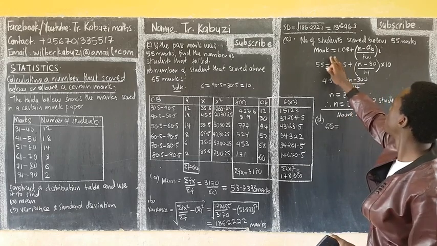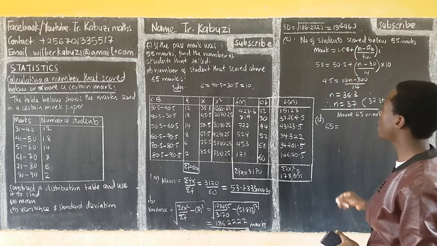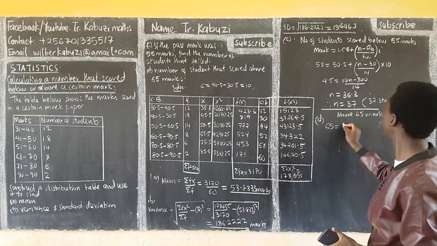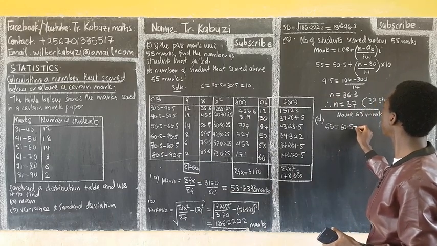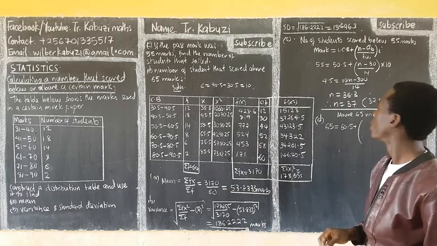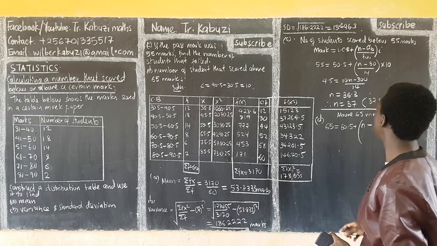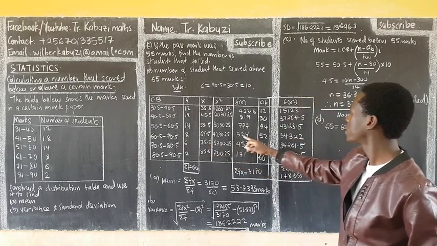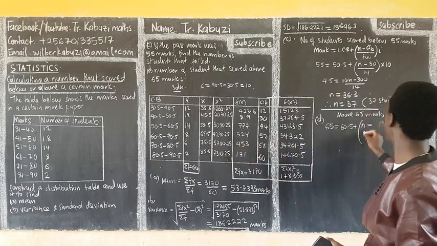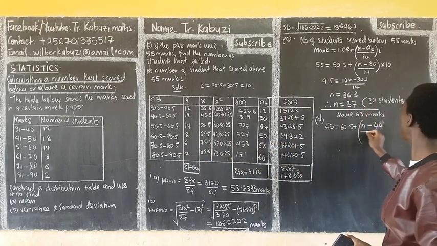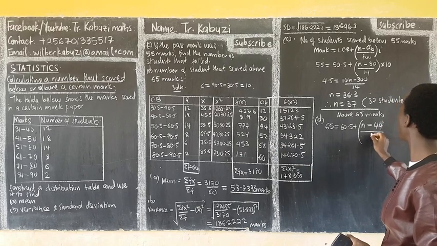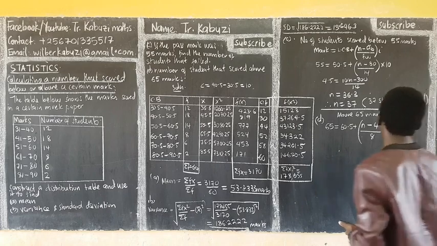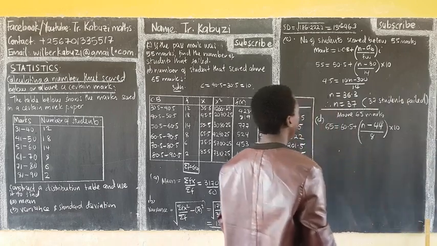We use the same formula, mark equals the lower class boundary. Now it's falling in this class. The lower class boundary there is 60.5, then plus n, the mark we are looking for, minus the cumulative frequency before. The cumulative frequency before is 44, over the frequency within, 8, times the 10. So doing all that, let us see what we shall get.